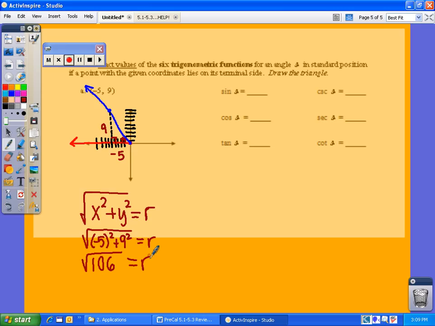106 does not break down. It breaks down to 53 and 2, which is just 2 prime numbers, so it just stays the same. So now, this is the square root of 106, and we can fill in everything.